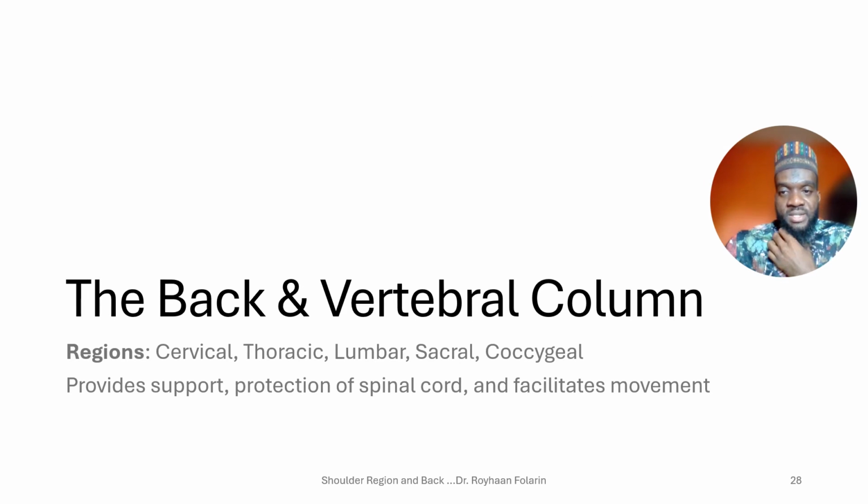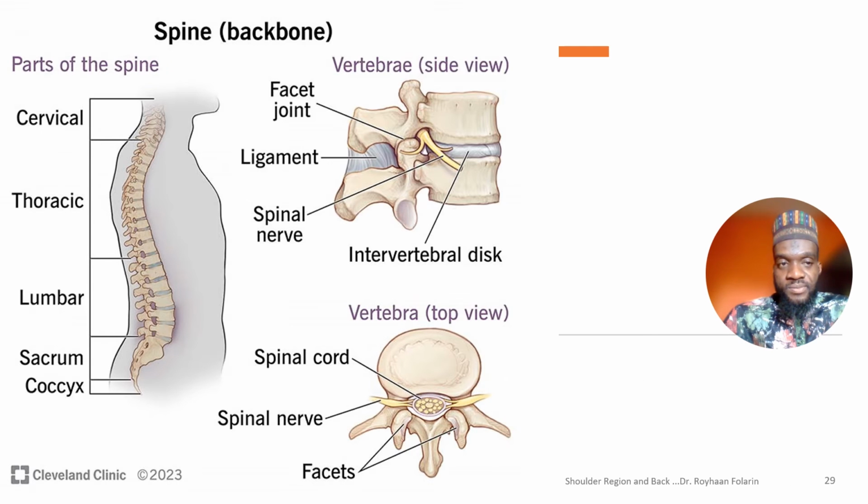So that brings us to the conclusion of some of our talks on the shoulder. Now is the back and the vertebral column. And we know that the vertebral column has the cervical, the thoracic, the lumbar, the sacral, and the coccygeal parts. Generally, the back and this vertebral column provide support and protection to the spinal cord. It supports the posture of an individual, it protects the spinal cord, and it also facilitates movement.